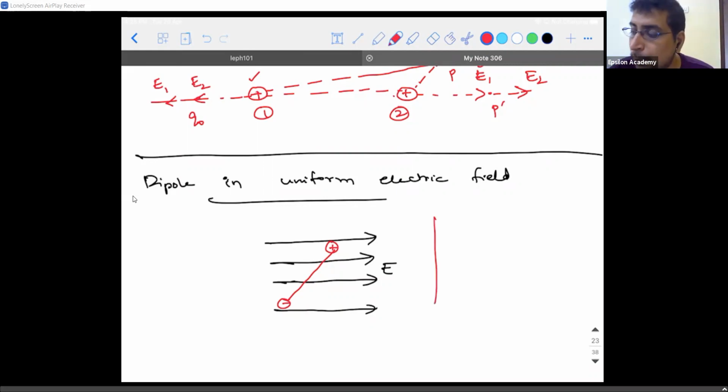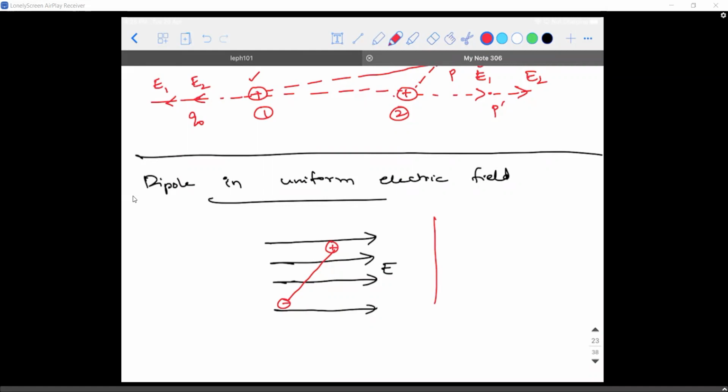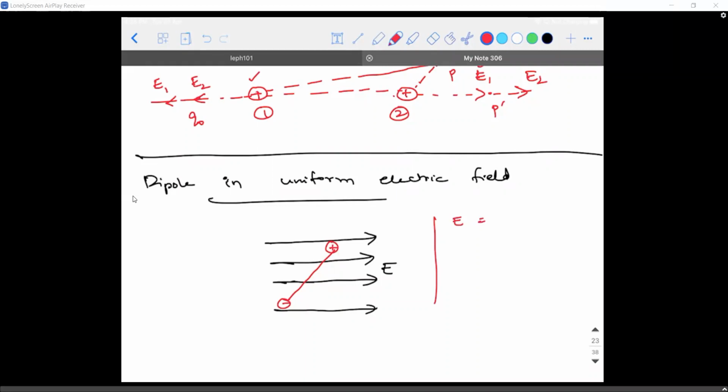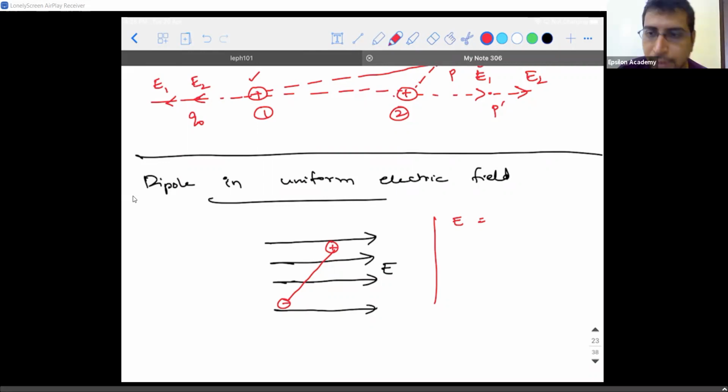Some important points: it experiences a torque. How do you know it experiences torque? Why not force? Because a couple will be there at both the ends. It will have forces which are equal and opposite, so a torque will be felt. Perfect. Okay, so electric field is equal to F divided by q naught.